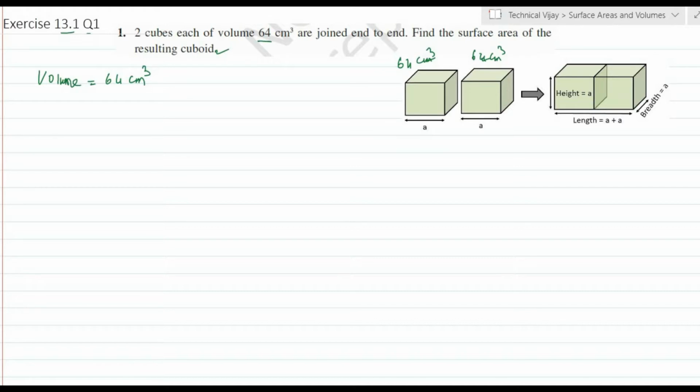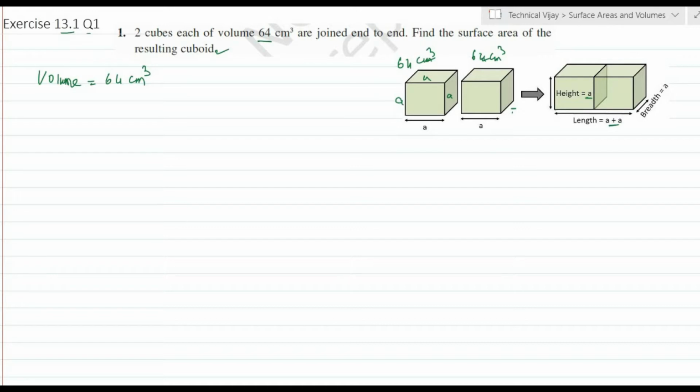See here, if this is side A, then the length will be A plus A. The breadth will not change, and the height is also the same A only, because this is a cube, so this is A, this is A, this is A. So when you join them, the length will be A plus A, the breadth will be the same A, and the height will also be the same. Now when you join these two, it will become a cuboid.